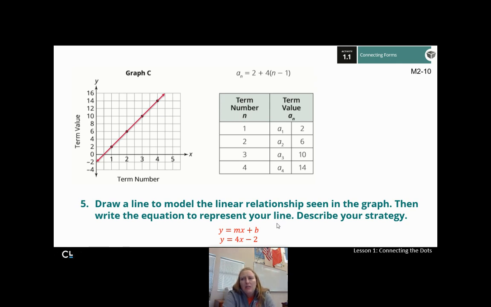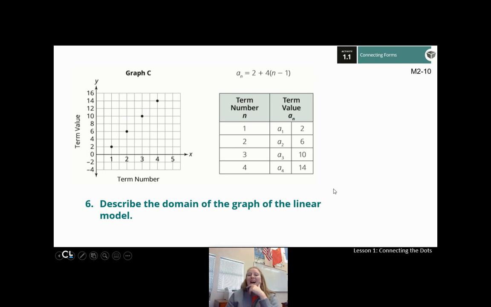But this looks different than our explicit formula, right? I mean, because we said the explicit formula was also an equation that also represented this line. So something's up here. So let's see if we can start to bring this all together.